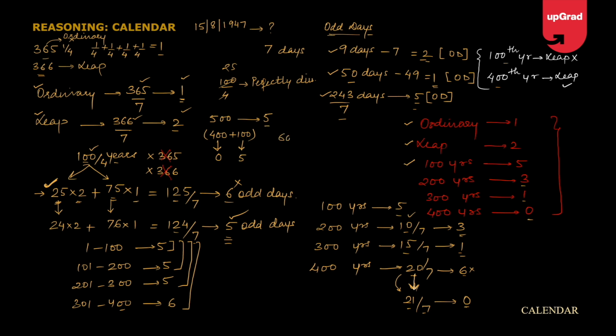What about 600? Undoubtedly 600 will have 3 odd days. Similarly, 400 and 200. 700 will have 1 odd day, 800 will have 0 odd days. So which means a cycle of 5, 3, 1, 0 gets repeated again and again. And every multiple of 400 years will give me 0 odd days. So this is what the concept of calendar is. Now, let's move to the questions.